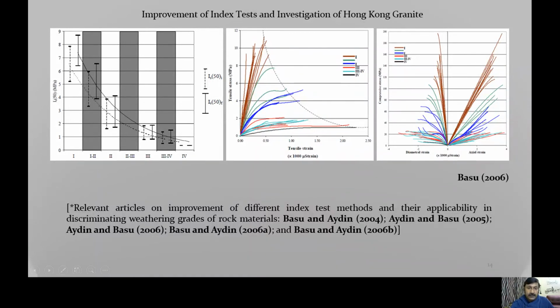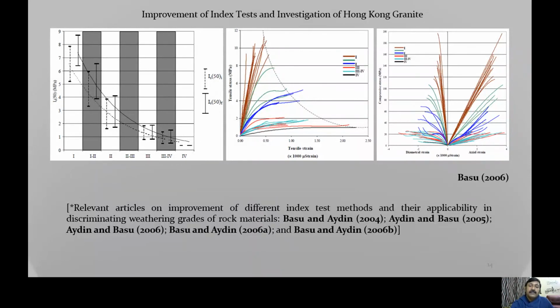When we tried to use this Brazilian test, although it is very common nowadays, and it is much more common than the direct tensile test, it is still an index test. We cannot call it a direct test like the uniaxial tensile test or something like that. It is always an indirect tensile strength test.